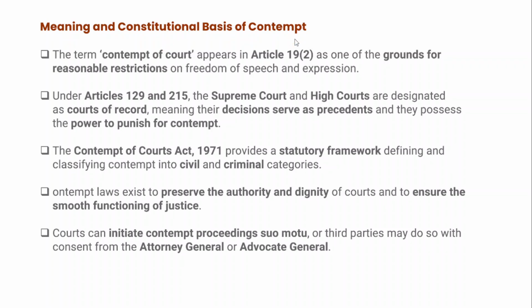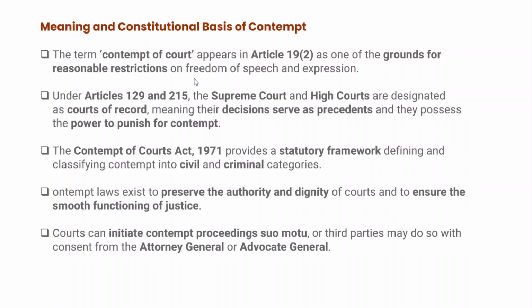Under Article 129 and 215, the Supreme Court and High Courts are designated as courts of record. Right? So they are also known as courts of record, meaning that whatever decisions they have taken serve as a precedent and they possess the power to punish for contempt as well. Now, these articles we have already discussed and understood. Article 129, the power of contempt given to the Supreme Court by the Constitution, and Article 215, the power of contempt given to the High Court by the Constitution.